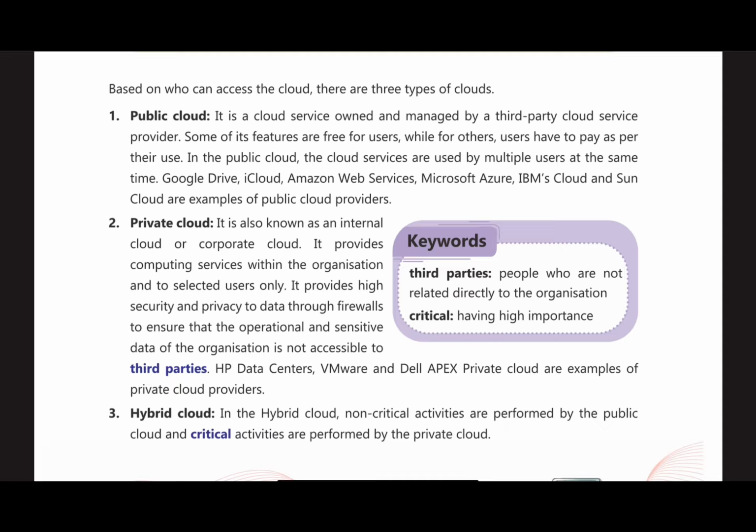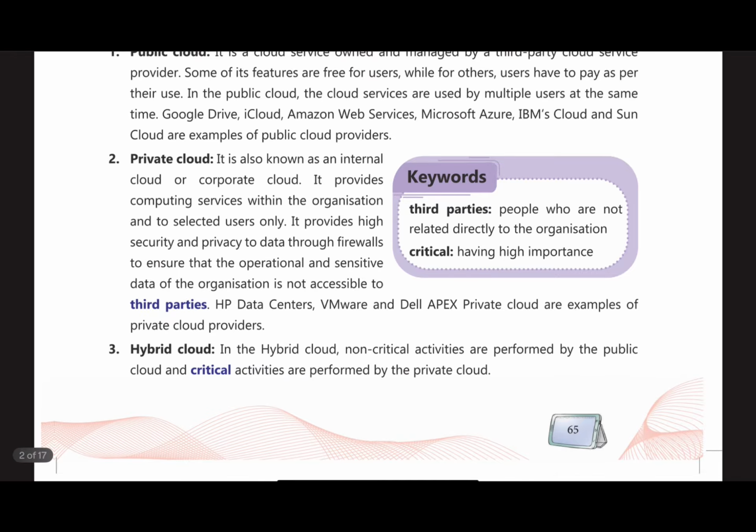See, private cloud is basically used by corporate companies, means big MNC companies. Why big MNC companies? Because private cloud provides more security than public cloud. Why? Because public cloud is free, correct, and private is the paid one. So it provides them more storage as well as more security. Understood? So no one can access the data.